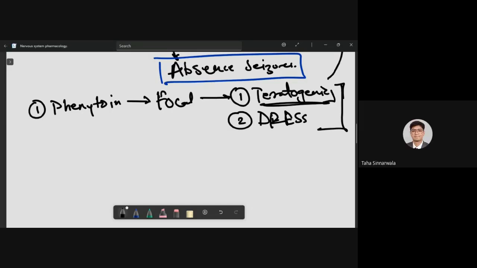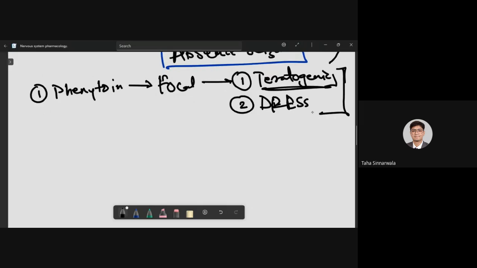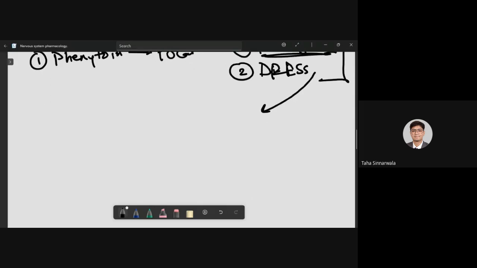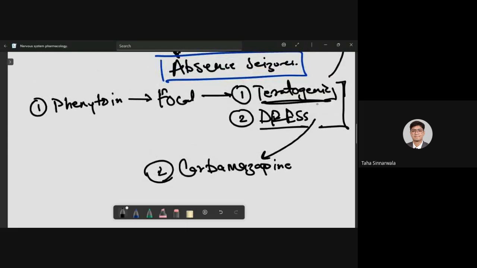Now, these are two important side effects of phenytoin. And interestingly, these are the same side effects which are important for another medication, which is called carbamazepine. Carbamazepine can also cause a teratogenic effect. Carbamazepine can also cause DRESS. One more interesting thing is that both of these medications have a similar mechanism of action in that they block sodium channels.